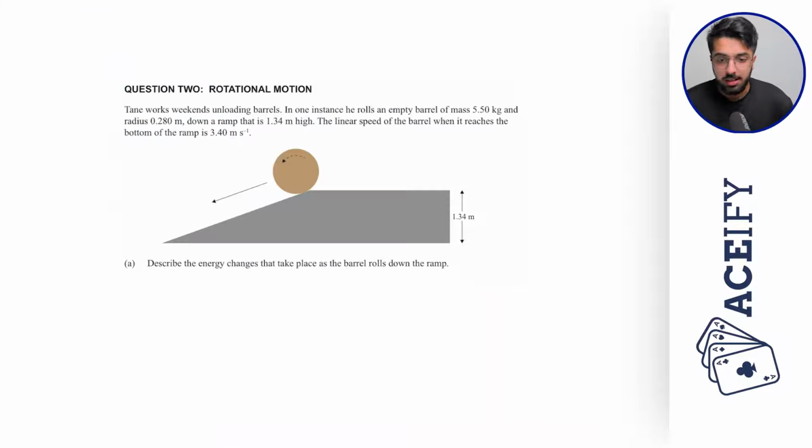There we go. Tane works weekends unloading barrels. In one instance, he rolls an empty barrel of mass 5.5 kg with a radius of 0.28 meters down a ramp that is 1.3 meters high. The linear speed of the barrel when it reaches the bottom is 3.4 meters per second. Describe the energy changes that take place as the barrel rolls down the ramp.